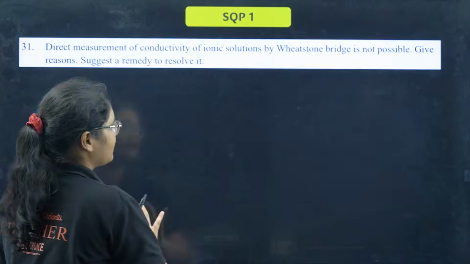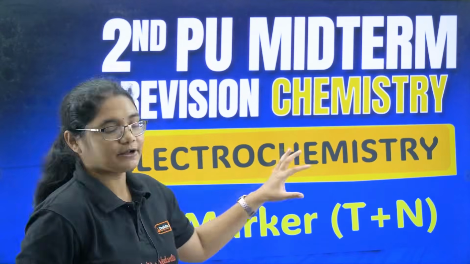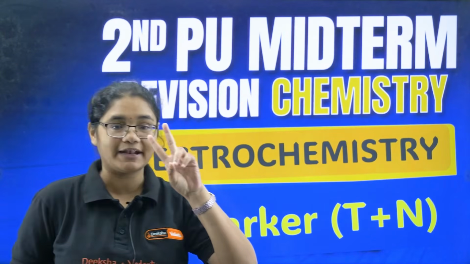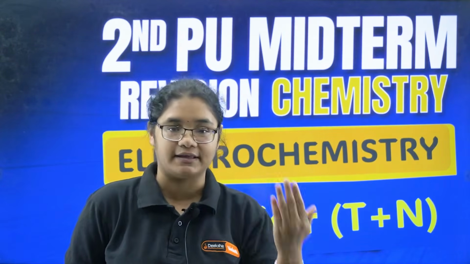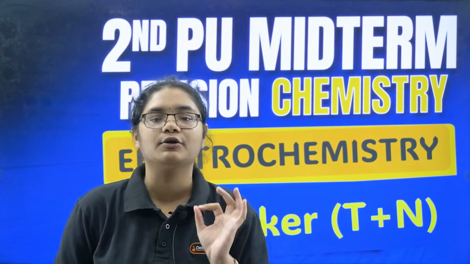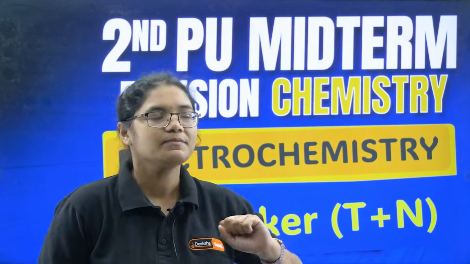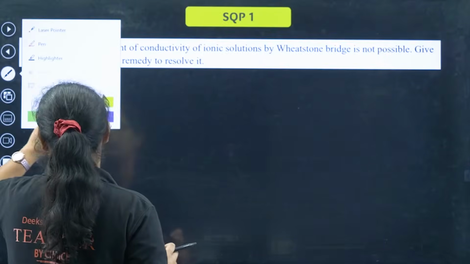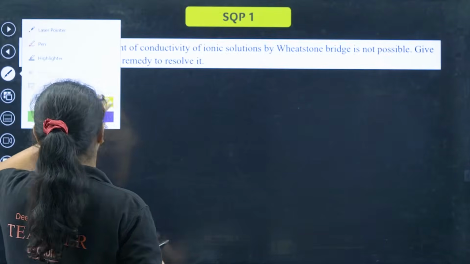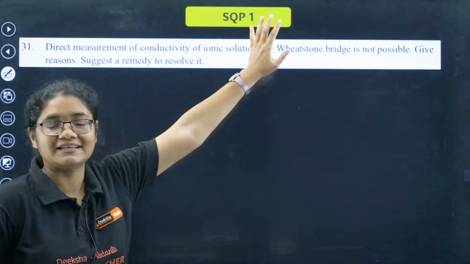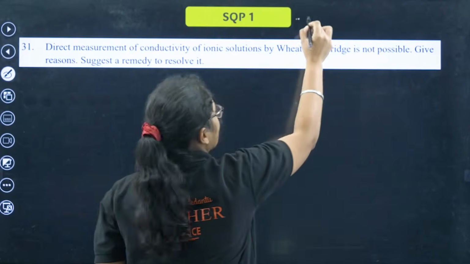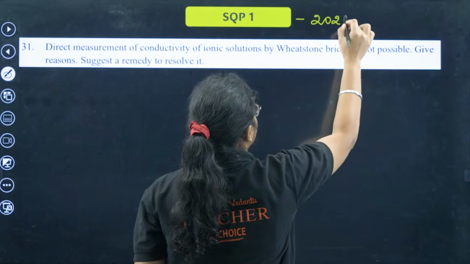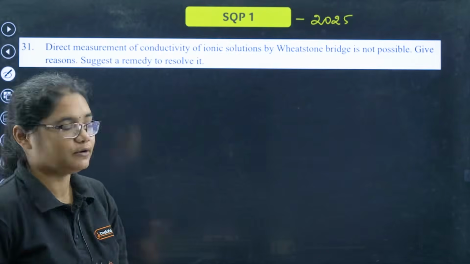So if you see in this particular electrochemistry chapter, you will get 2 3-marker questions in the theoretical part and 2 3-marker questions in the numerical part. Okay, so let's directly go to the theoretical questions. I have taken some very good questions from very good sources. So first one is from sample question paper 1 of 2025. Okay, means the exam that was conducted in 2025.